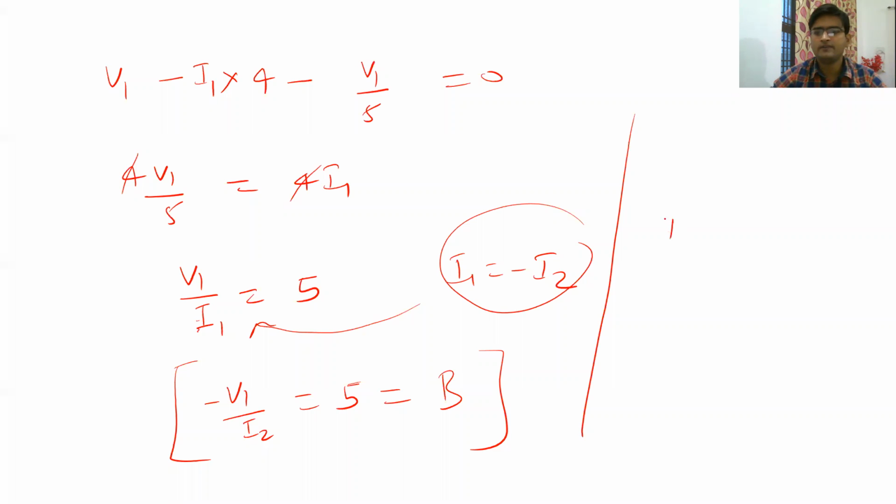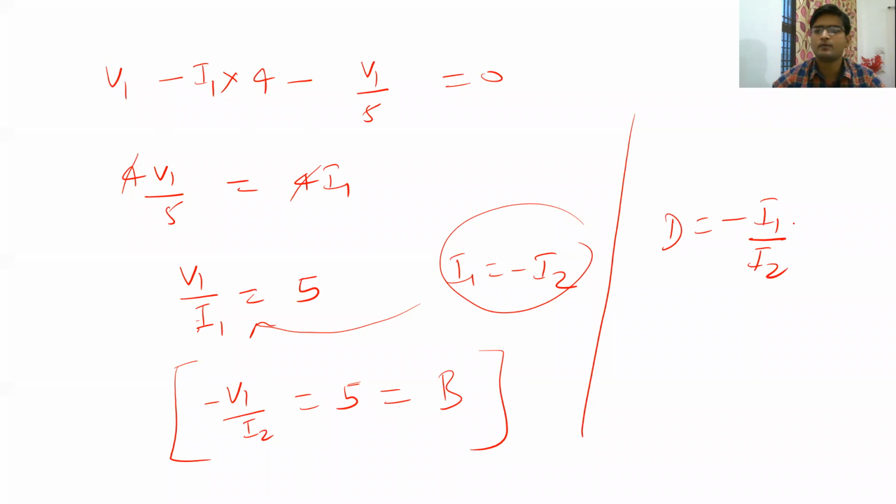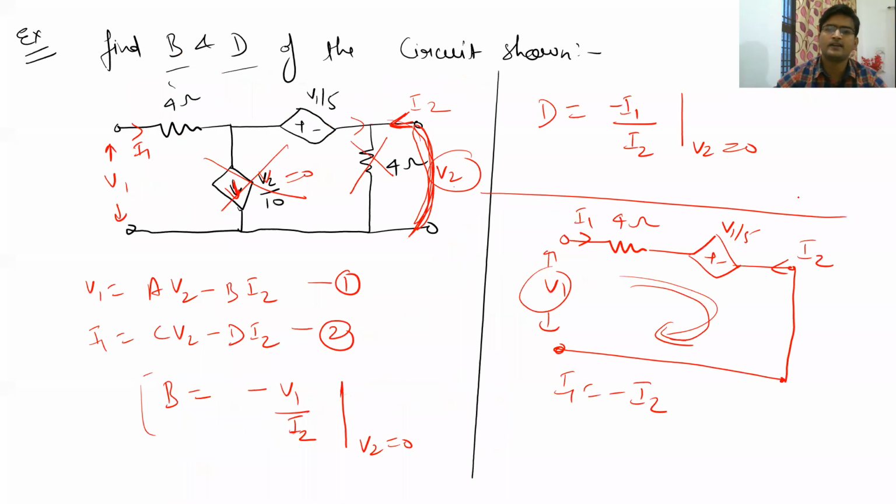Now what is your D value? D value is minus I1 upon I2, right? Yes, it is minus I1 upon I2 at V2 is equal to 0. Since this circuit already has V2 equal to 0, the same circuit will be used for calculating the D value also. And also you know that I1 is equal to minus I2.